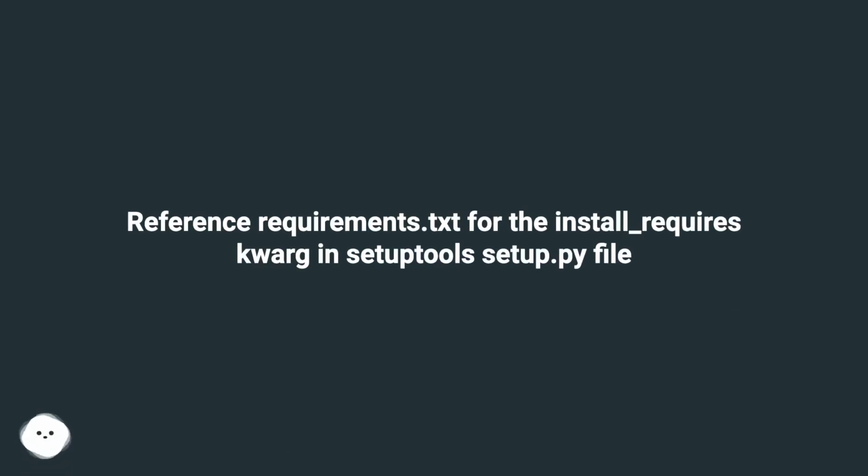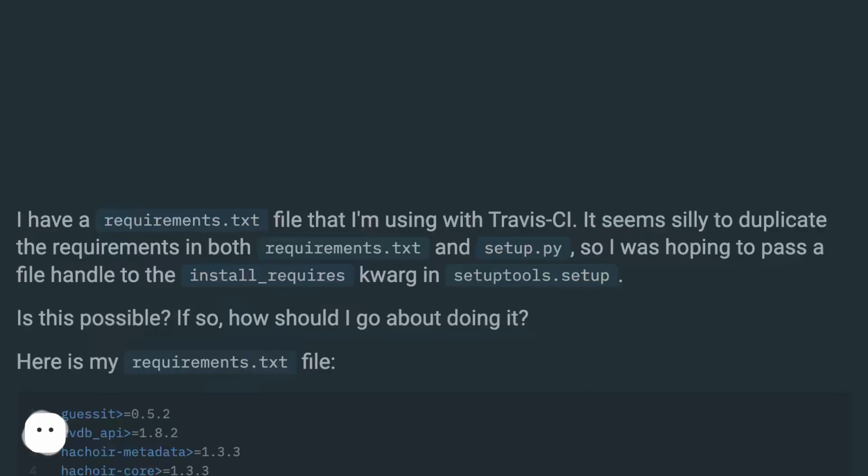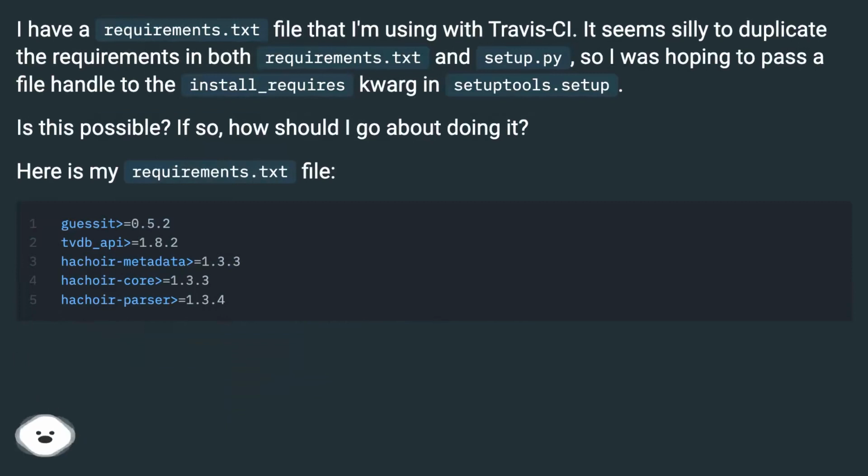Reference requirements.txt for the install_requires kwarg in the setuptools setup.py file. I have a requirements.txt file that I'm using with Travis CI. It seems silly to duplicate the requirements in both requirements.txt and setup.py, so I was hoping to pass a file handle to the install_requires kwarg in setuptools.setup. Is this possible? If so, how should I go about doing it?